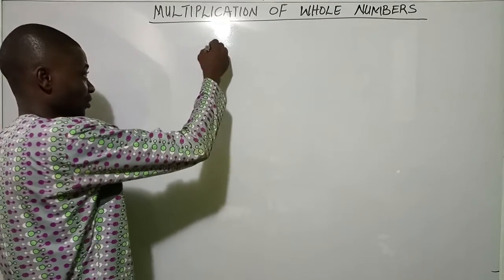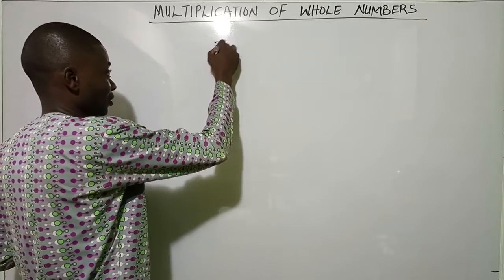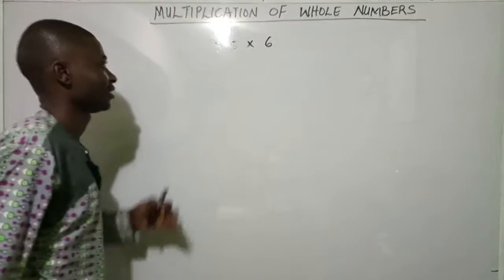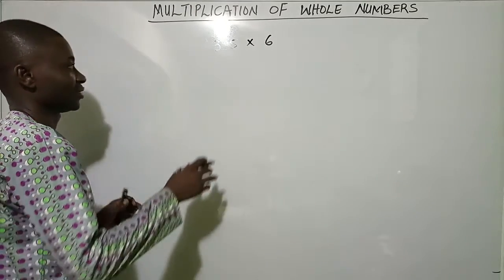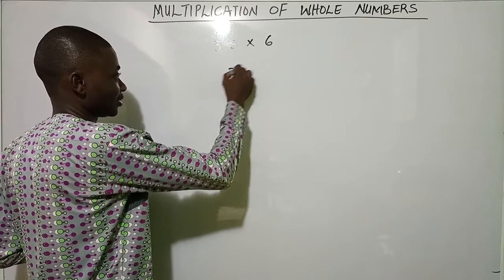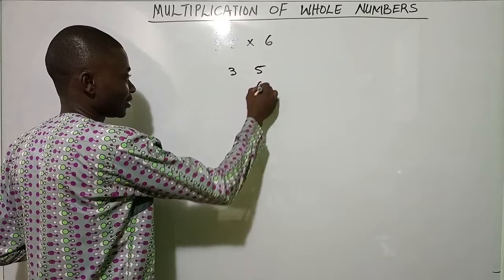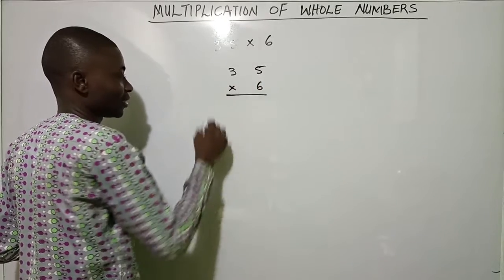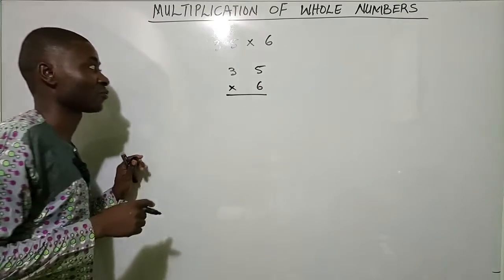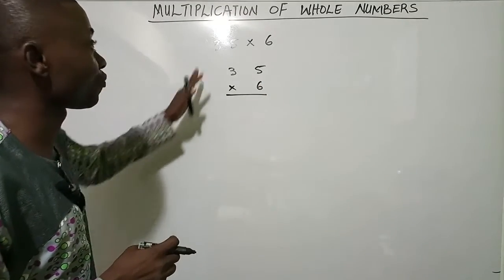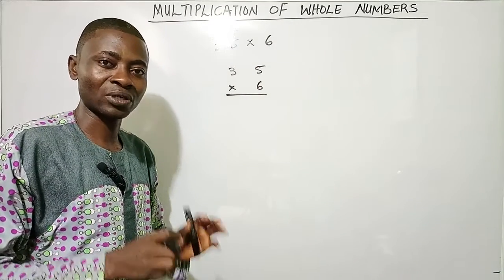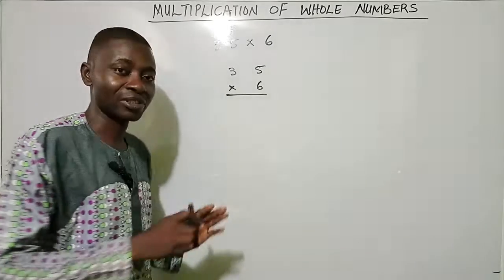For instance, you have something like, let's say, 35 multiplied by 6. When you are solving this, it is the same thing as saying 35 like this, and then 6, multiply. Okay, how do you multiply? You say 6 times 5. Now, to enable us carry out multiplication of whole numbers like this, it's very important for us to learn and understand our times table.